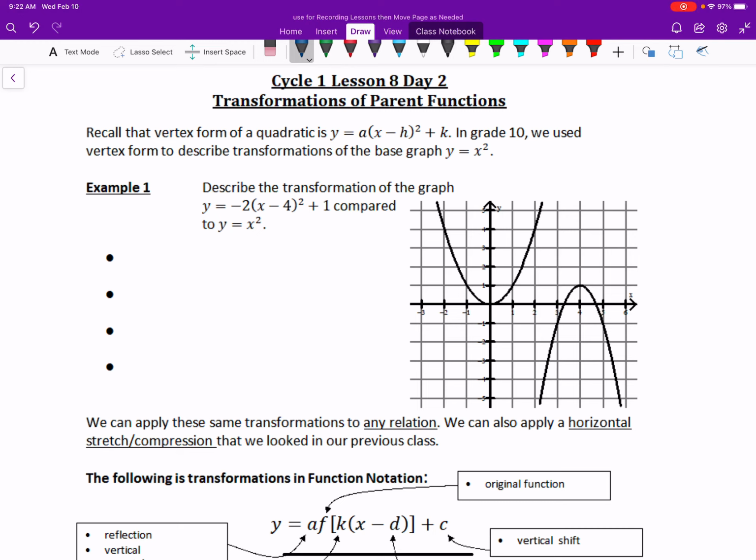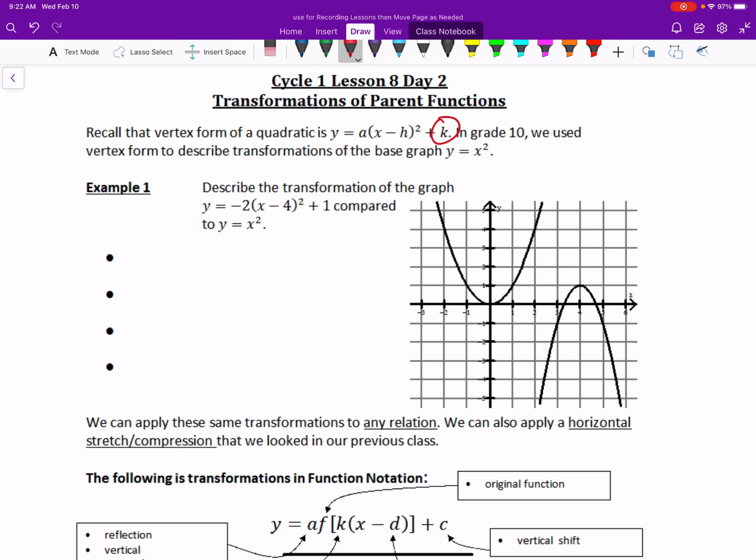In the last lesson, we learned about what a horizontal compression is. We represent that with the letter K. You may have wondered why we use the letter K for a horizontal compression when we've already learned that K is supposed to be part of our vertex when we're talking about vertex form of an equation.